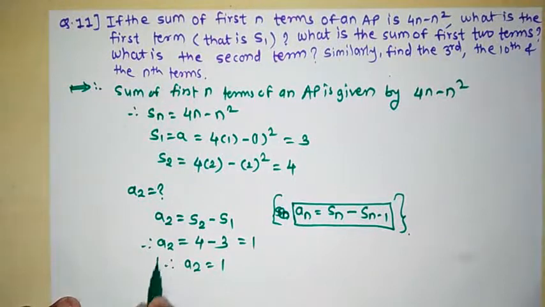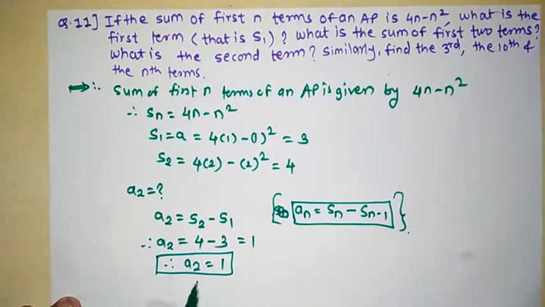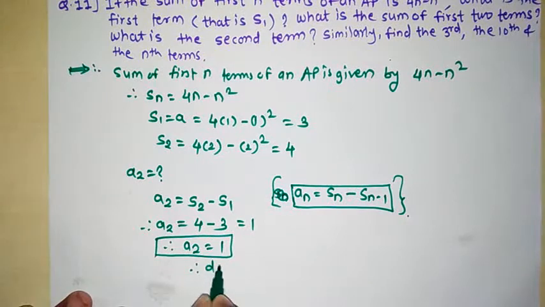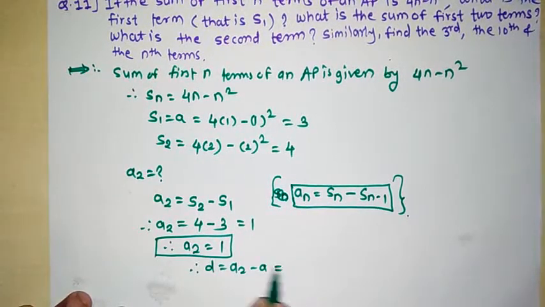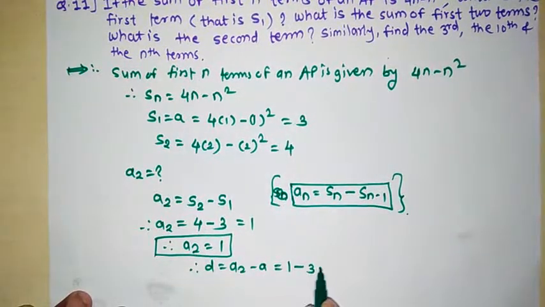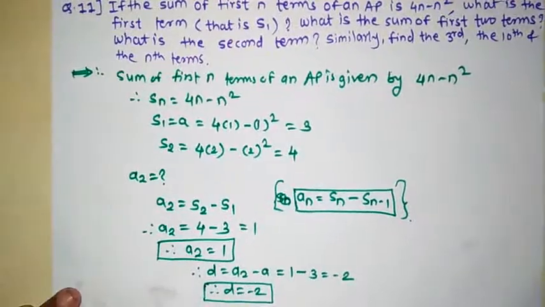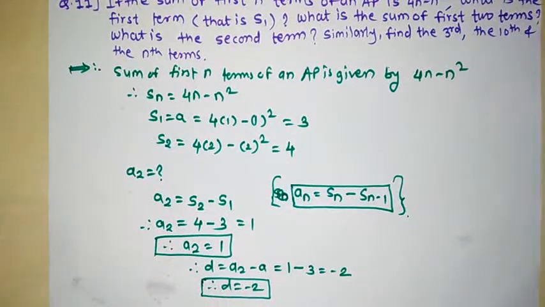Now we have A2, that is the second term, and the first term also. What is the first term? That is 3. Here we know the first term and second term. Can we find the common difference D? Therefore, D is equal to A2 minus A, that is second term minus first term. Second term is 1 minus the first term, which is 3. 1 minus 3 is equal to minus 2. Therefore, D is equal to minus 2 we got here.